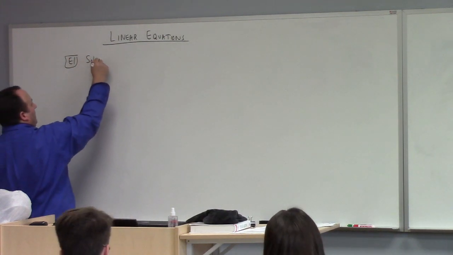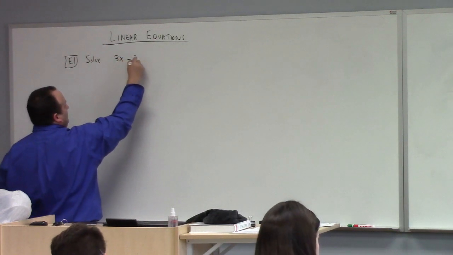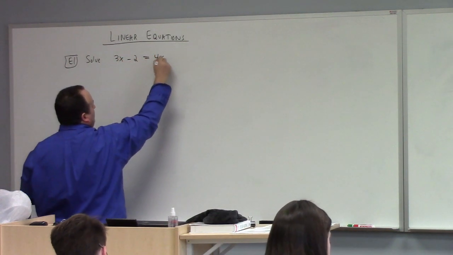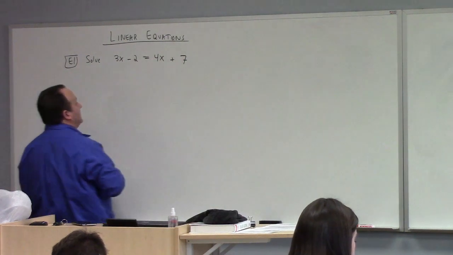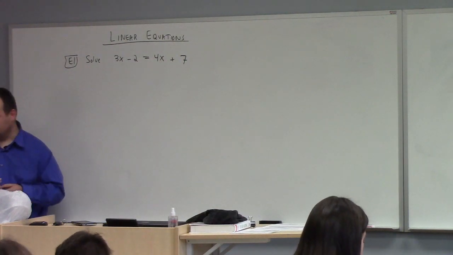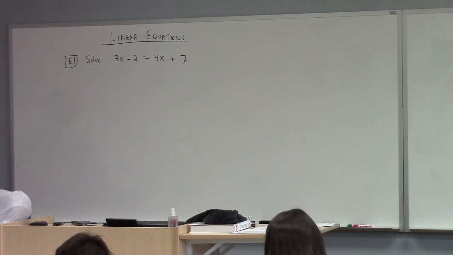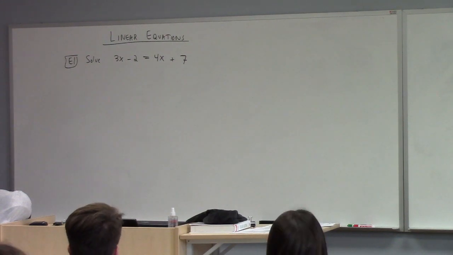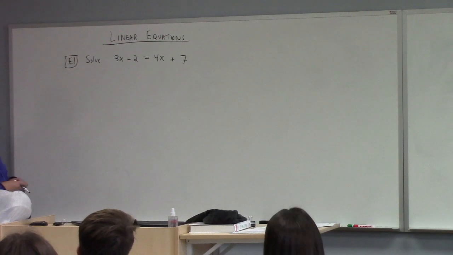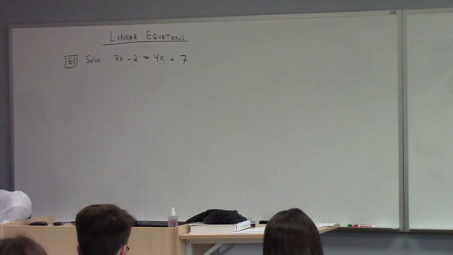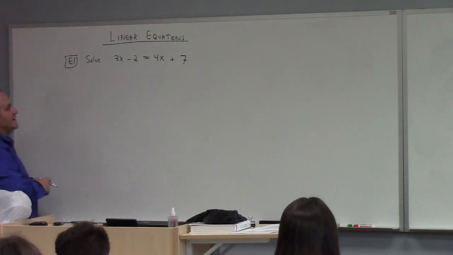Solve 3x minus 2 is equal to 4x plus 7. How do we solve? This is an example of a linear equation. How do we solve this? What's your strategy? Yep. Get everything on the same side.